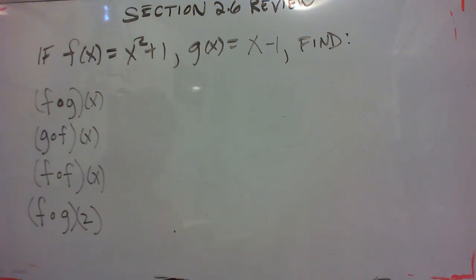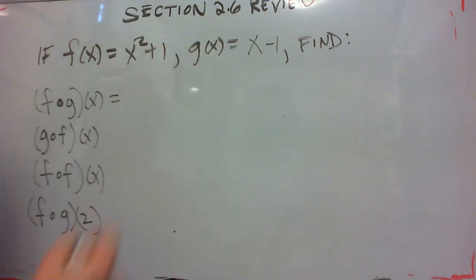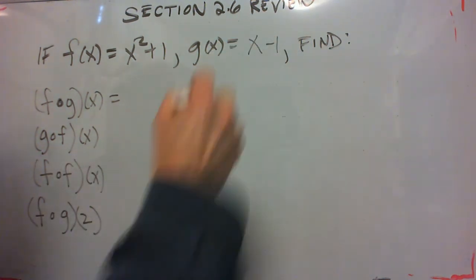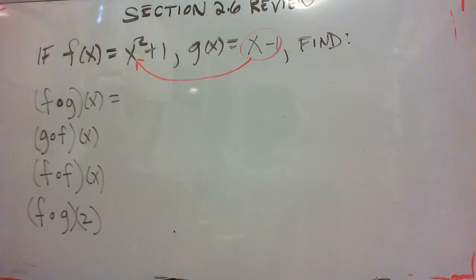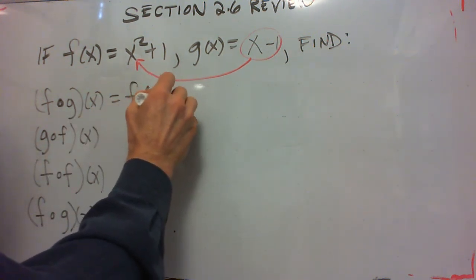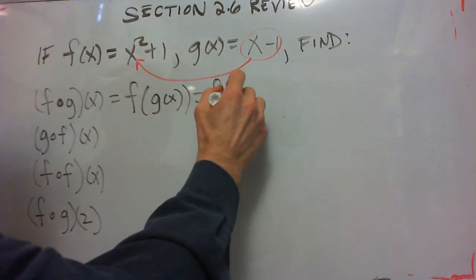And hopefully you're reading the notes before you come to this review here, which explains what the composition is. F in composition of g of x is where we plug the g of x formula into the f of x formula wherever there's an x. So we're taking the x minus 1 and we're plugging it in for that x. And so that's giving us, because what we're really doing is taking f of g of x. So that means we're taking f of x minus 1.